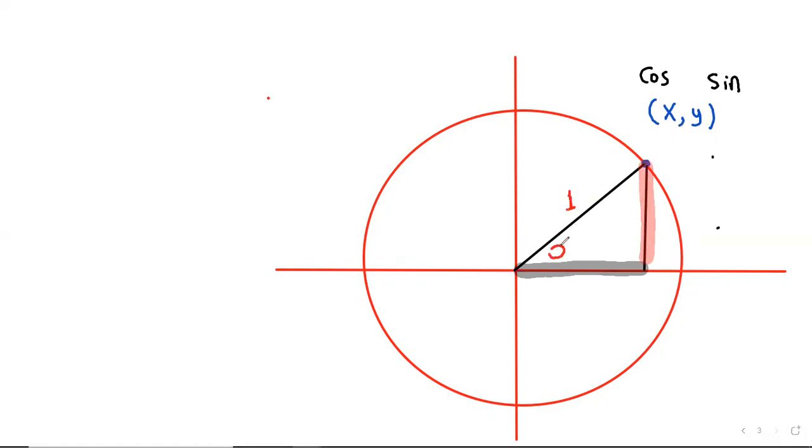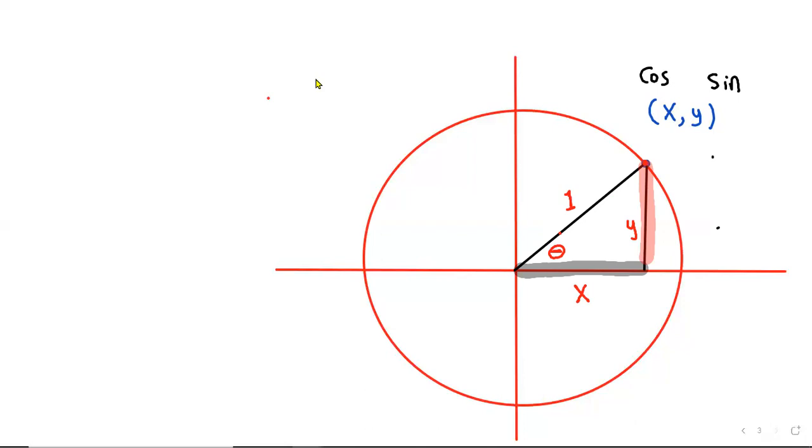And this angle is theta. So if I asked you about sine theta, it equals opposite, which is Y, over hypotenuse, which is 1. So sine theta equals Y over 1. What about cosine theta? Cosine theta is adjacent, which is X, divided by 1. X divided by 1 is X. So this point here, X and Y, represents cosine and sine.